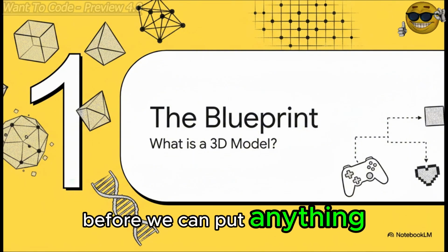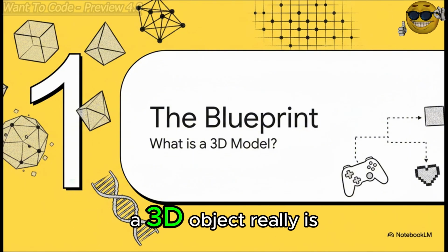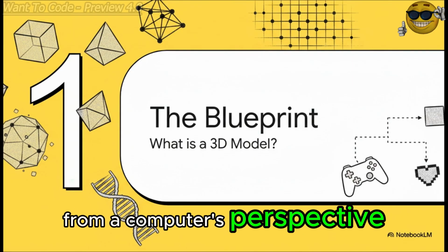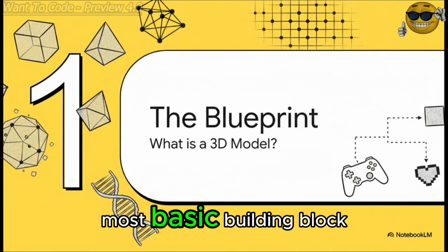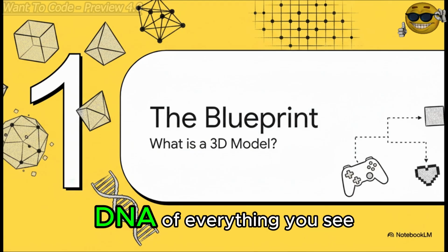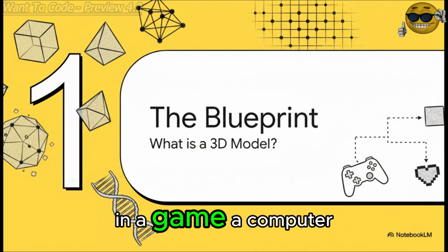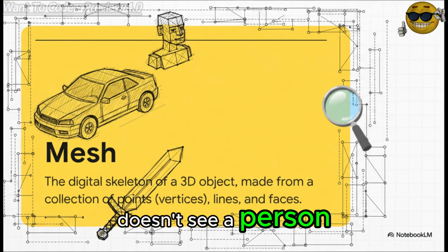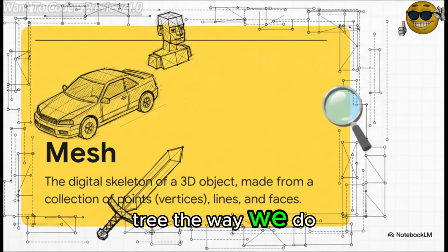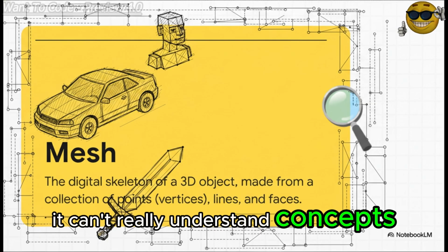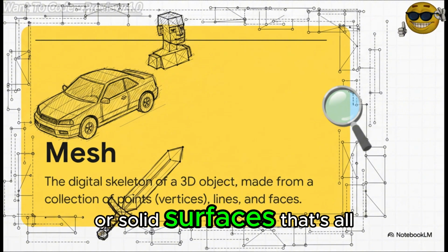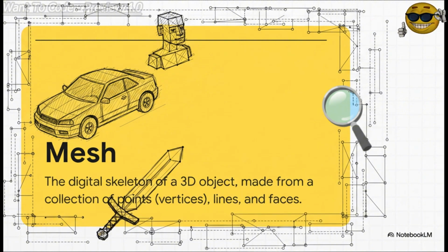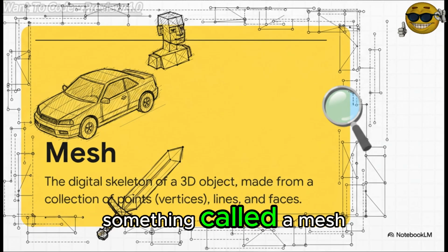Before we can put anything on the screen, we need to understand what a 3D object really is from a computer's perspective. So let's start with the most basic building block, kind of like the digital DNA of everything you see in a game. A computer doesn't see a person or a car or a tree the way we do. It can't really understand concepts like curves or solid surfaces. That's all way too abstract. Instead, what it sees is something called a mesh.